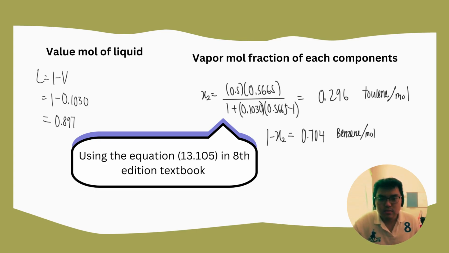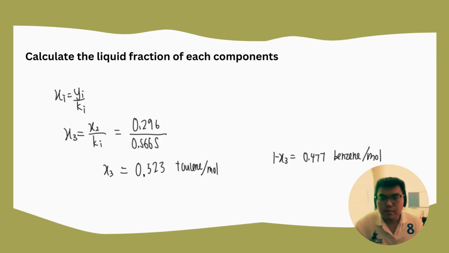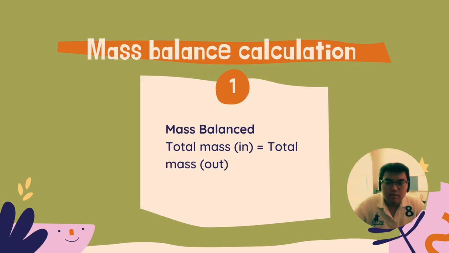Then we substitute into equation 13.105 to get the vapor mole fraction of each component, which are toluene and benzene. After finishing calculating the vapor mole fractions of each component, we are able to calculate the liquid fractions by using the formula: mole fraction of vapor of each component over the K value for each component. We get the liquid fraction of toluene as 0.523 while benzene was 0.477.